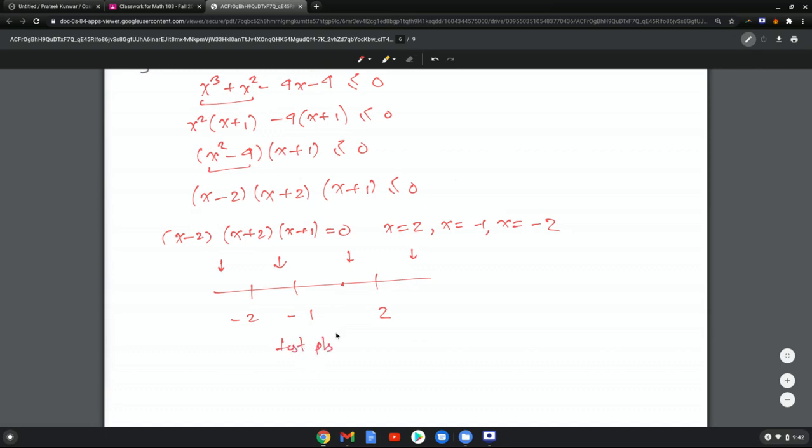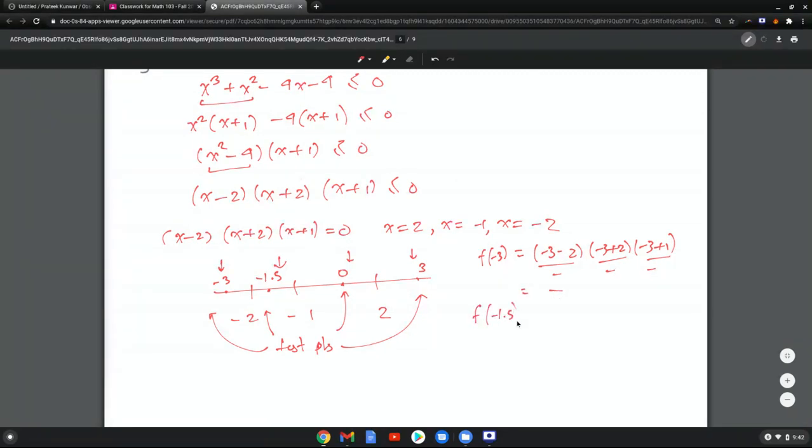Now let's pick test points. We're going to have to pick 1, 2, 3, 4 test points. The convenient one here is 0, so I'll pick that. Let's say I pick negative 1.5 here, I pick negative 3 here, and I pick 3 here. Now let's plug these into our equation. Starting with negative 3, let me plug it into the factored form because that's going to be easier. Negative 3 minus 2, negative 3 plus 2, negative 3 plus 1. Let's see, that's a negative number, that's a negative number, that's a negative number. You multiply negative, negative, negative, you end up with negative.